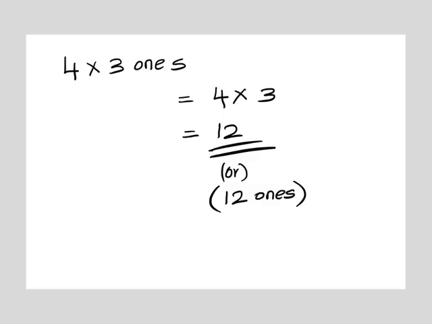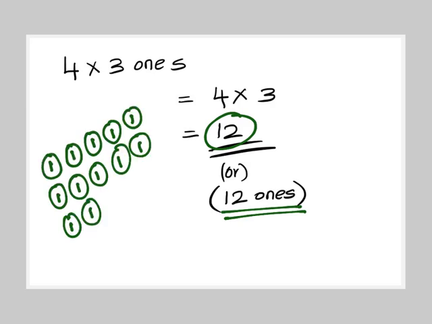Do you know that 12 has 12 ones in it? Yeah, so 12 has 12 ones in it, right? So 12 ones means it has 12 ones in it. 12 ones will make the number 12.